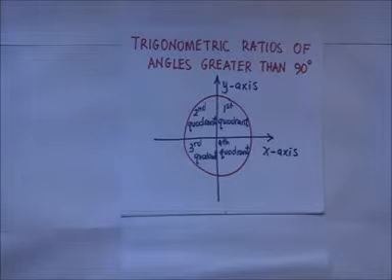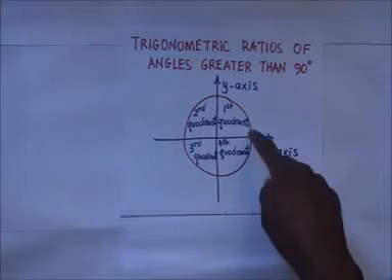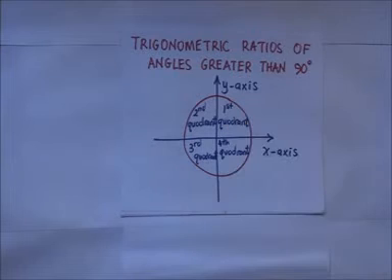Now, just like before, you've realized that we've been dealing with acute angles, and all trigonometrical ratios of angles that are lying between 0 and 90 degrees are positive. However, trigonometrical ratios of angles that are greater than 90 degrees may be positive or negative depending on the size of the angle and the quadrant in which they are in.